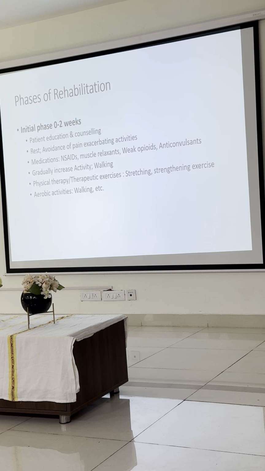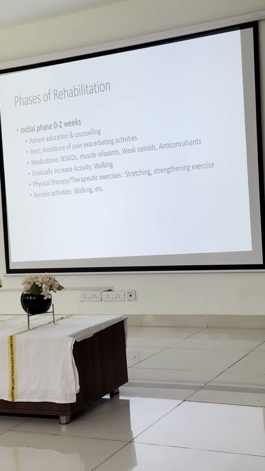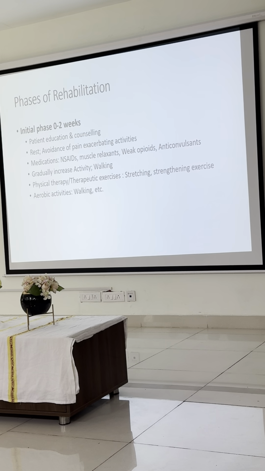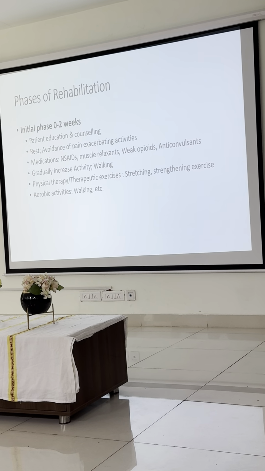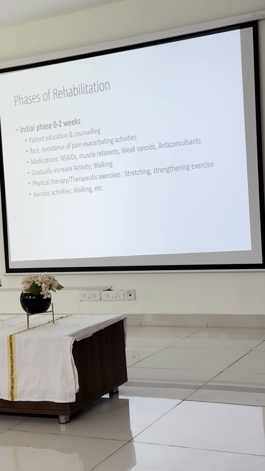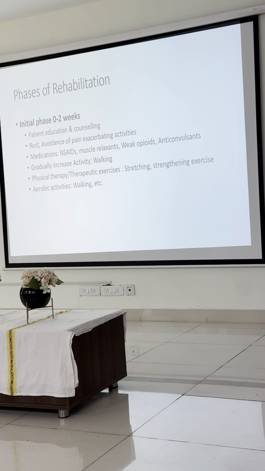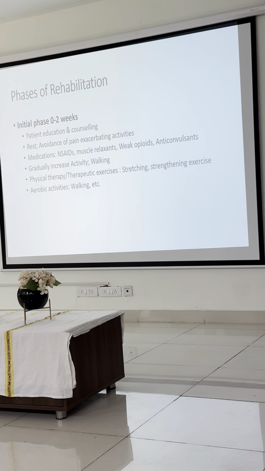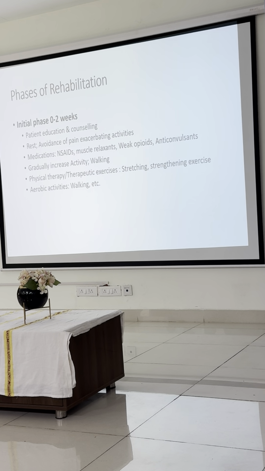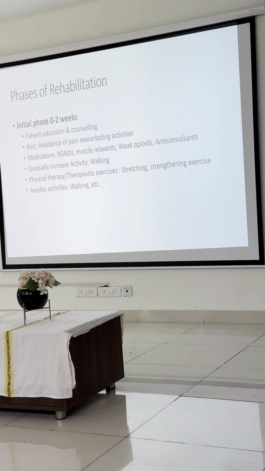Medications like NSAIDs, a short course of muscle relaxants, weak opioids like tramadol, tapentadol, and anticonvulsants have to be given according to the symptomatology. If the patient has good relief, then it needs to be titrated down after 7 to 10 days. Gradually increase the activity. Walking can be promoted. If the patient is okay, then we can ask him to walk as much as he tolerates it. Physical therapy and therapeutic exercise, as we discussed, stretching followed by strengthening exercises, need to be emphasized. Aerobic activities in this early phase, walking is being advised.